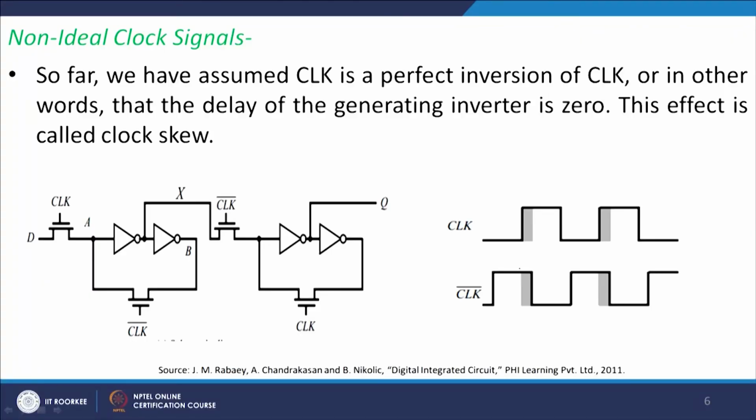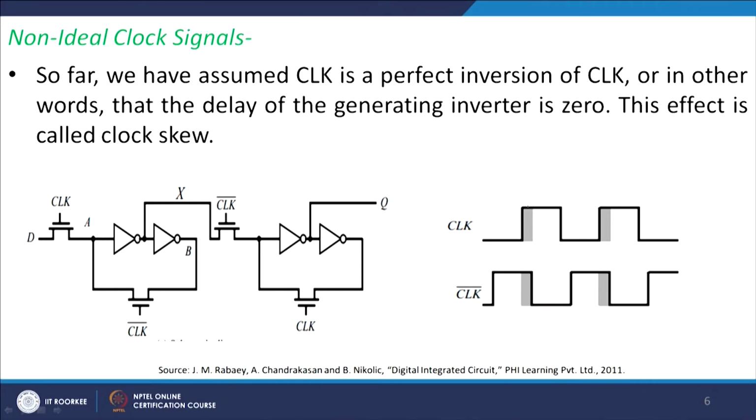Now, so far we have all assumed that your clocks are ideal and there is a perfect inversion of clock, which means that if the clock is high, the clock bar is low and so on. We have also seen that this is almost true for all the cases. But let us look at this from the point of view of actual silicon. When you run the clock across silicon, there are C, L and so on, as a result of which the clock pulses shift in the time domain, starting to shift to the right because of delay.